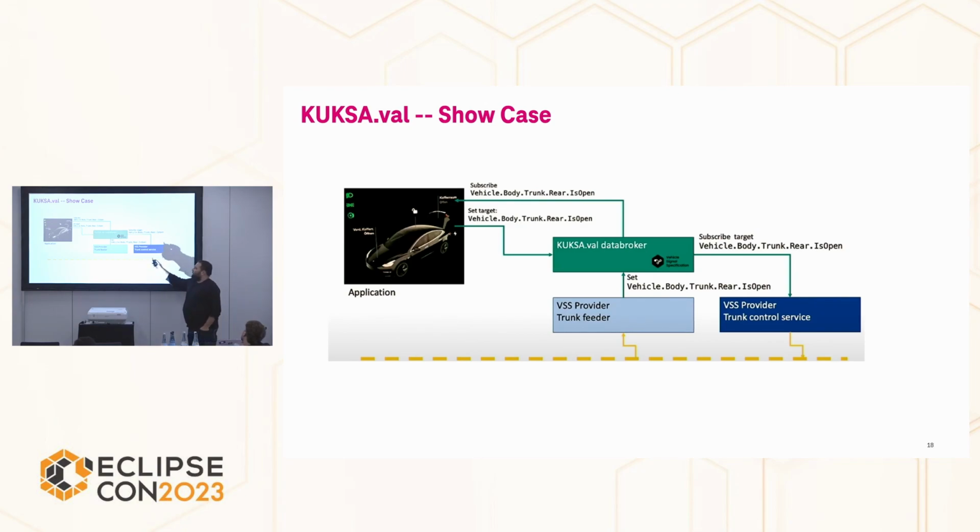Inside the car, we would have two different kinds of services. One is a feeder service. It just reads the current configuration, the current state of the car, transforms it into the Vehicle Signal Specification standard, and sends it to the Kuksa data broker, and then it is forwarded to the application. The application is, again, our cloud solution. And there's another service, for example the trunk control service. I would rather call it a remote control service. It listens for incoming commands, also via Kuksa, to do things like open the trunk, close the trunk, open the door, close the door, and so on. And how is this done?